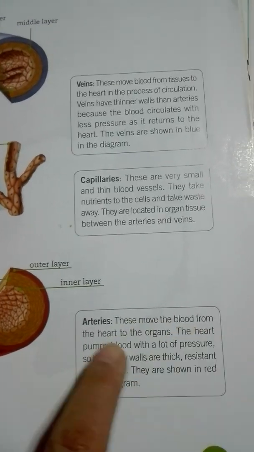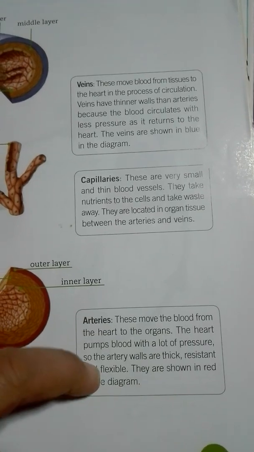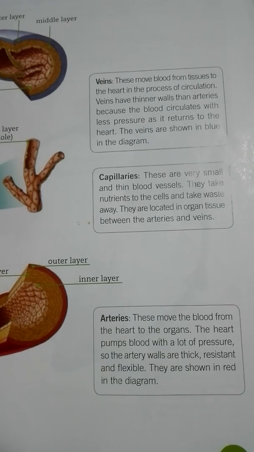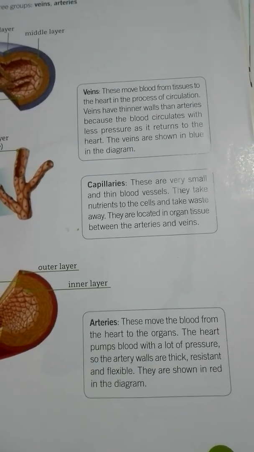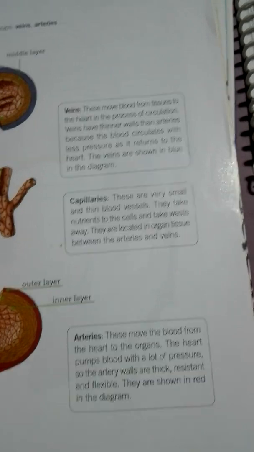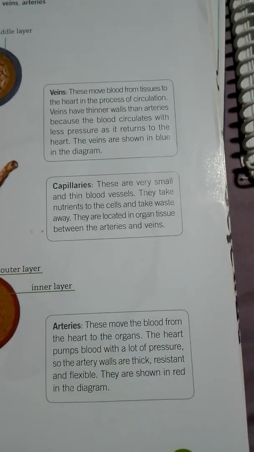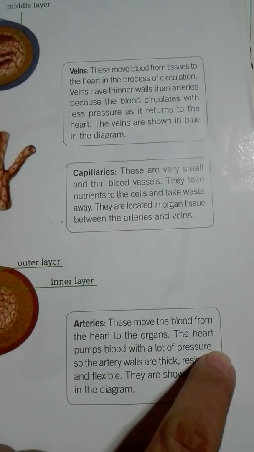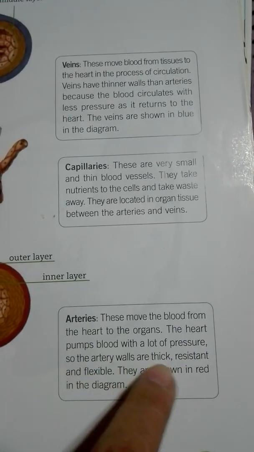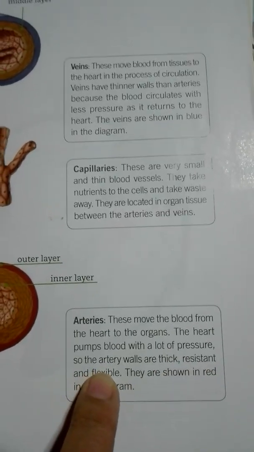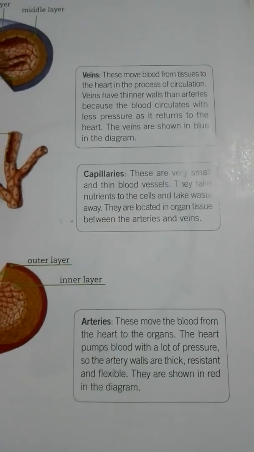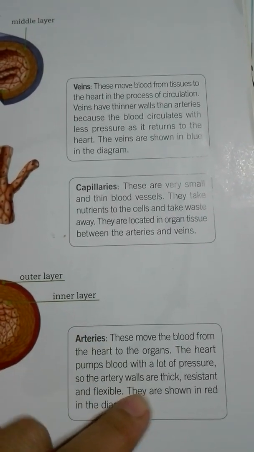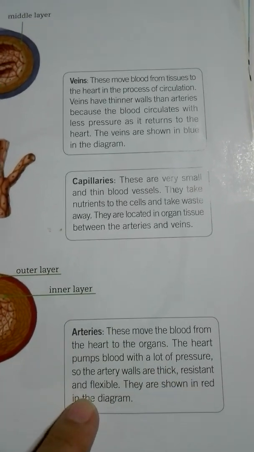These move the blood from the heart to the organs. Las arterias, ¿qué es lo que hacen? Ellas mueven la sangre del corazón a los órganos. Entonces, cuando el corazón envía la sangre ya oxigenada a los órganos. The heart pumps blood with a lot of pressure, so the artery walls are thick, resistant and flexible. Dice que el corazón bombea sangre con mucha presión, así que las arterias son gruesas, son resistentes y muy flexibles.